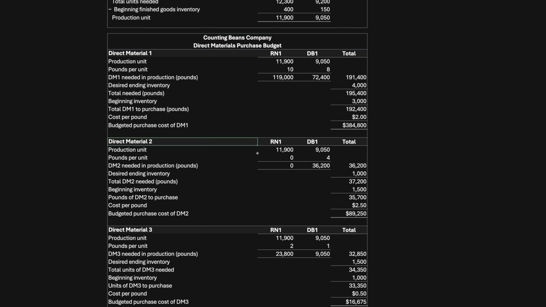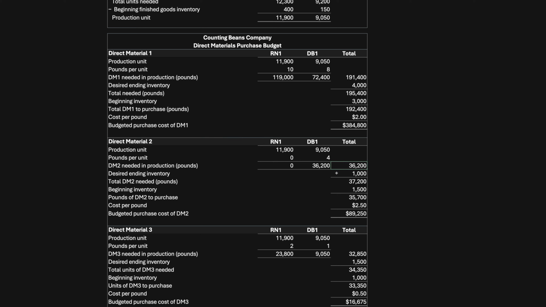We could do the same thing for direct material 2. Remember, the amount of units to produce is 11,900 and 9,050. We got those numbers from our production budget up above. And the pounds required of direct material 2 to make the real nice product is 0. None of this bean goes into RN1. However, 4 pounds of this specialty bean does go into DB1, which means we get 36,200 pounds needed of direct material 2 to satisfy all production.